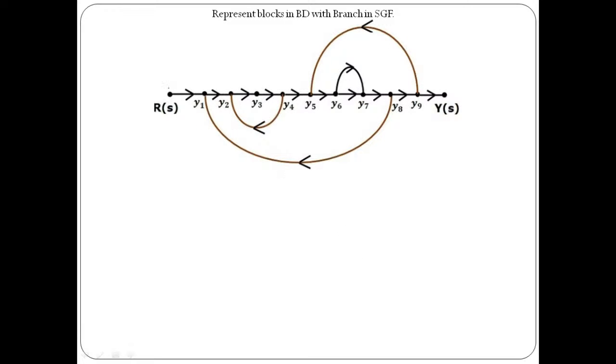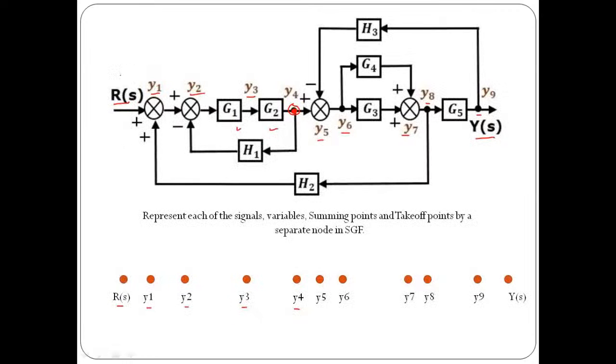For example, in the block diagram, if you see here, we are having a reference input signal that is connected to a summing point. So here we don't have any block. The moment we don't have any block, we will connect these two nodes by a branch of gain exactly equal to 1. That is important. In the same way, this will be your first summing point, this will be your second summing point, and in between these two summing points, we don't have any block.